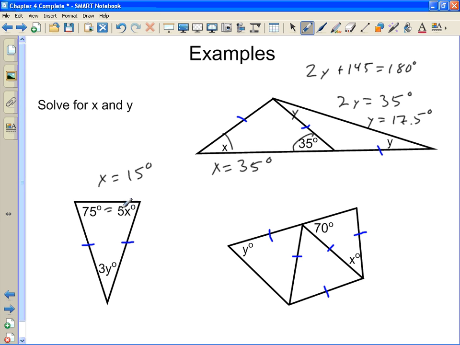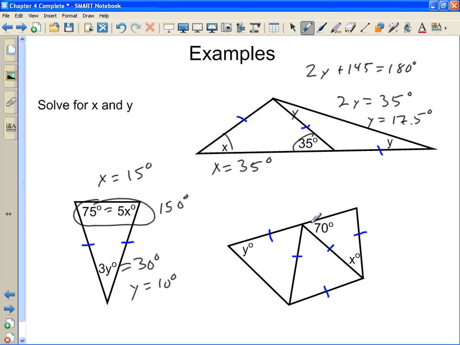Now I know that this is 75 and this is also 75, so these angles down here take up 150 degrees of my 180, leaving this to account for the other 30 degrees. So y would have to be 10 degrees.